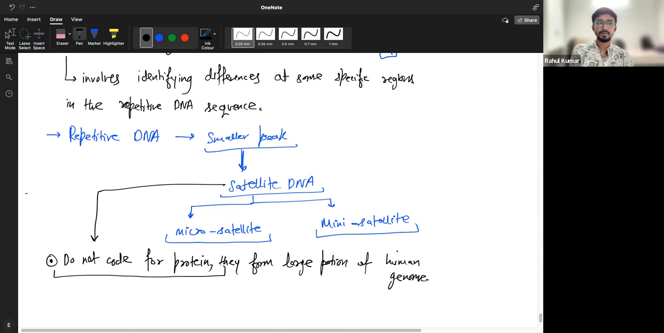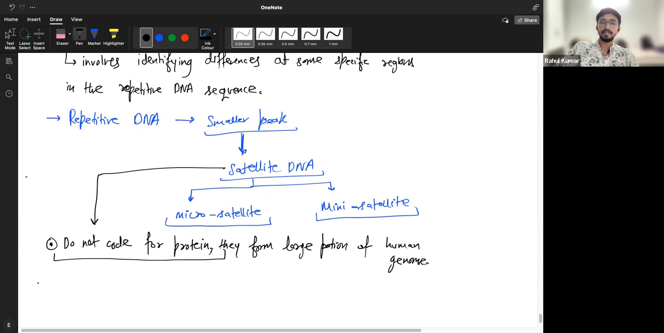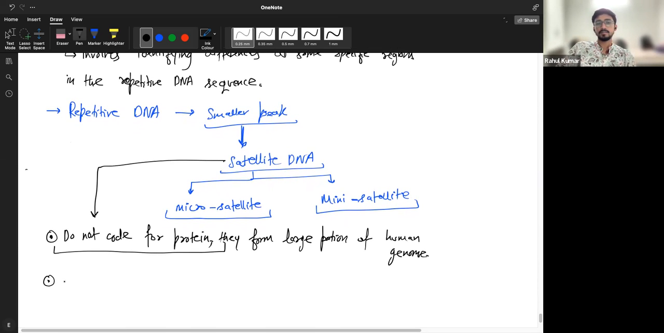Okay, so write down, these satellite DNA sequences show a very high degree of polymorphism.